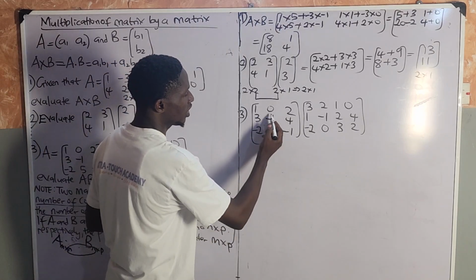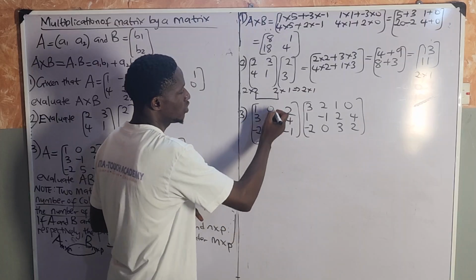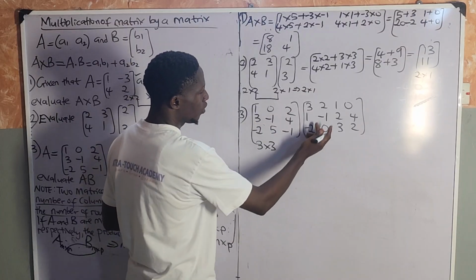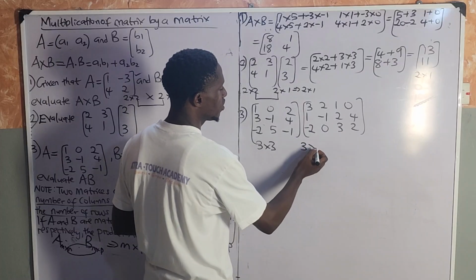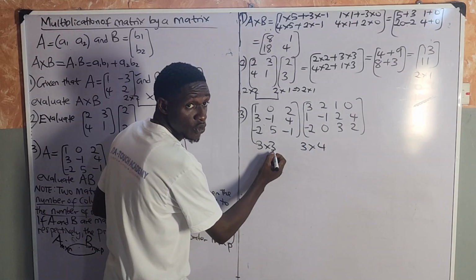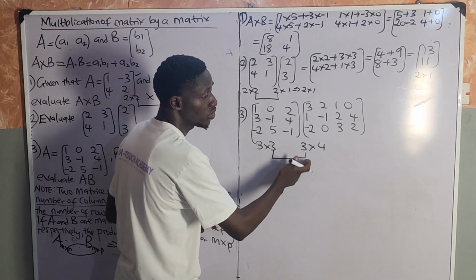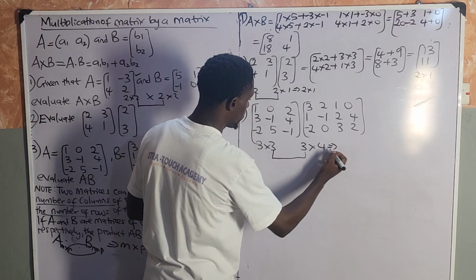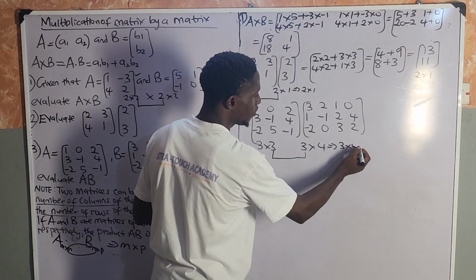So what is the order here? How many rows do we have? 1, 2, 3. So 3 by 3. What is the order of the second matrix? 3 rows times how many columns? 1, 2, 3, 4. So the column of the first matrix is equal to the row of the second matrix. So it's possible. And when we multiply, the answer will be in this order, 3 by 4.